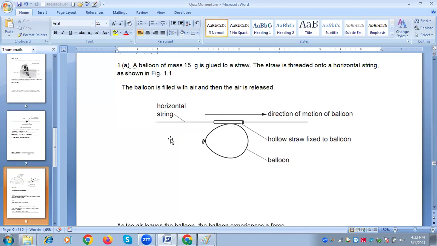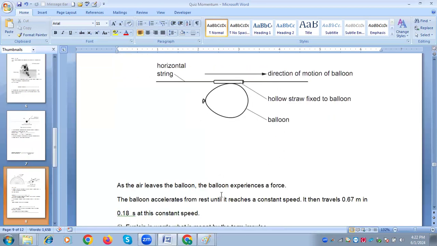So the air will eject from the nozzle here, backside. The air will apply push force on the balloon. Balloon will move forward and air will gain momentum in the backward direction. Okay, so that is easy. That moves easily because it is glued to straw, and straw is passing through the thread. So that will move along the thread.